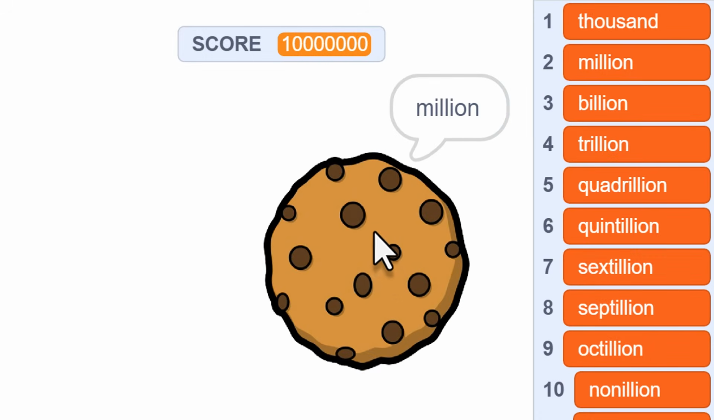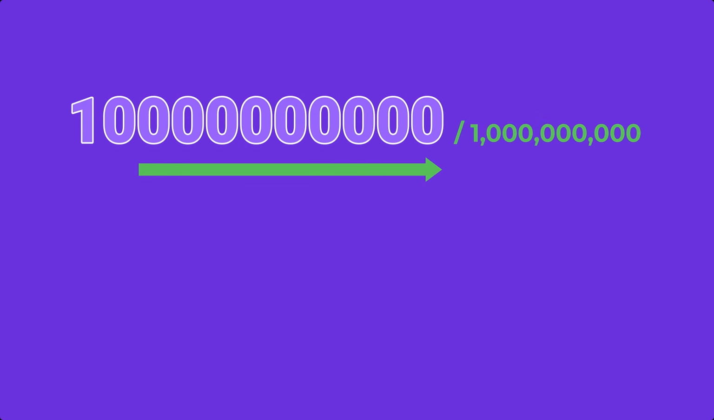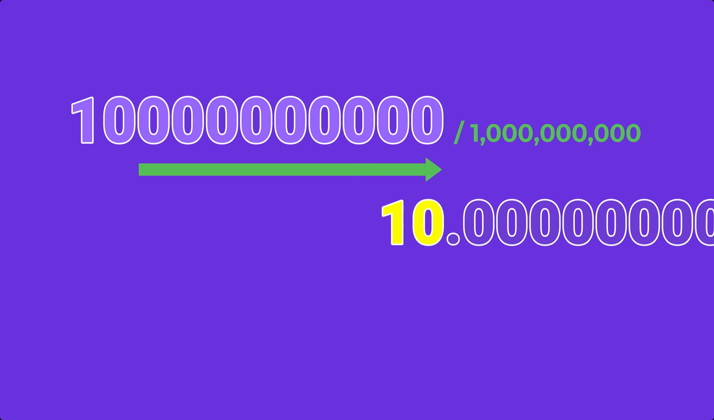Well, say I just click this number up to a number of billion, 10 billion. So yeah, I know this number is 10 billion. How do we get our Scratch program to know that too? Well, the trick is to scale this number back by a billion. So divide it by a billion to get how many billions this score is. Let me show you what I mean.